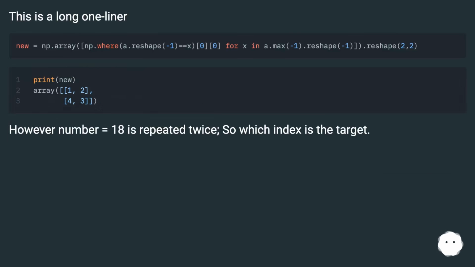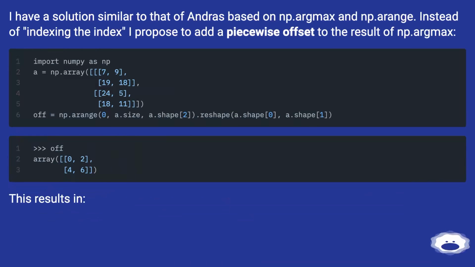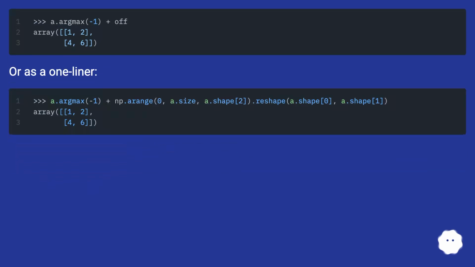However, number equals 18 is repeated twice, so which index is the target? I have a solution similar to that of Andrus based on np.argmax and np.arange. Instead of indexing the index, I propose to add a piecewise offset to the result of np.argmax. This results in the following, or as a one-liner.